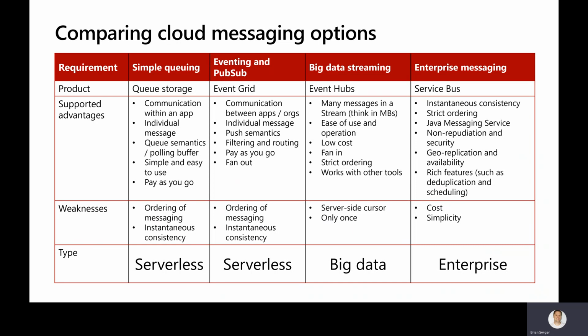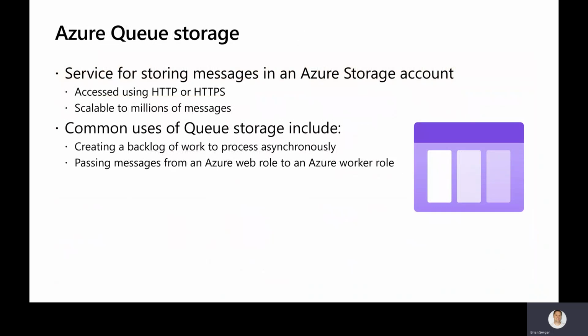Speaking of Azure Queue Storage, it's a service for storing messages in an Azure storage account. So you can access this with HTTP or HTTPS. Millions of messages can be stored here, but again, this is not first in, first out. A single queue message can be up to 64 kilobytes. So very similar to what we saw with our events and event grid. These are very small messages, but it can contain millions of these messages up to a total capacity limit of the storage account itself.